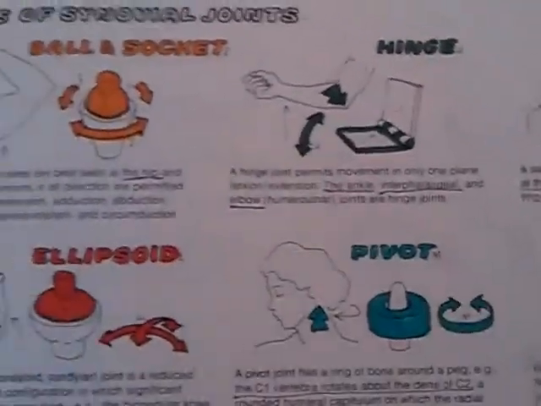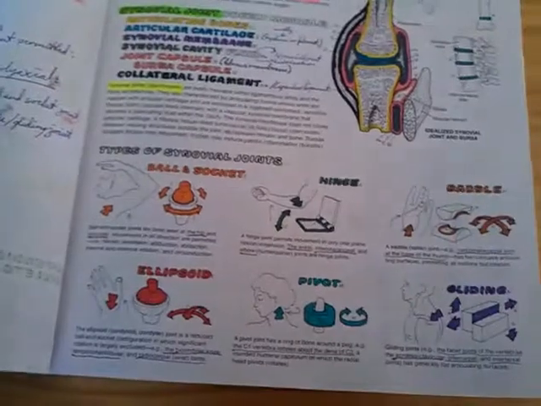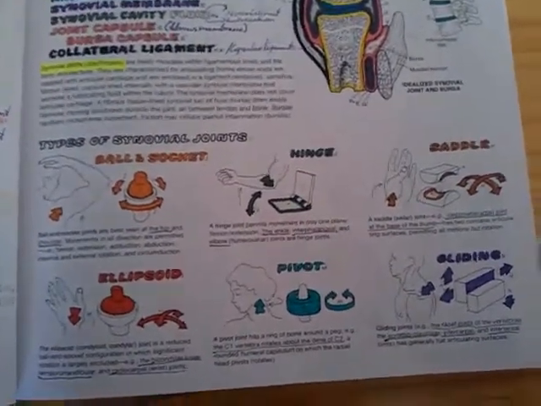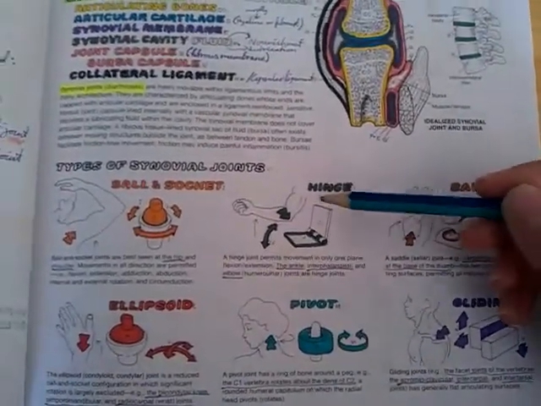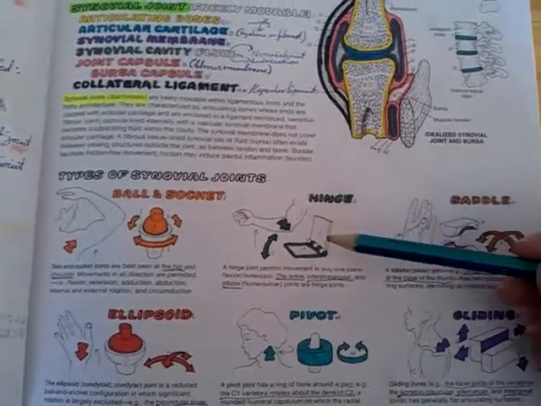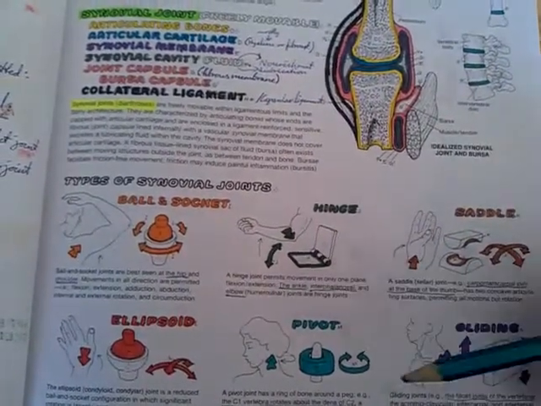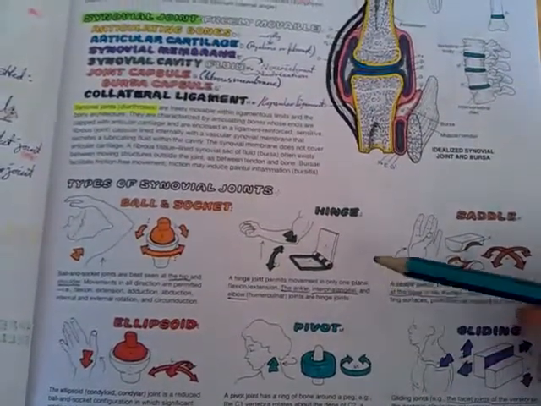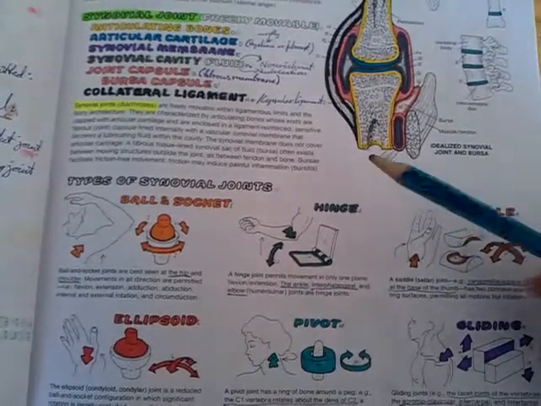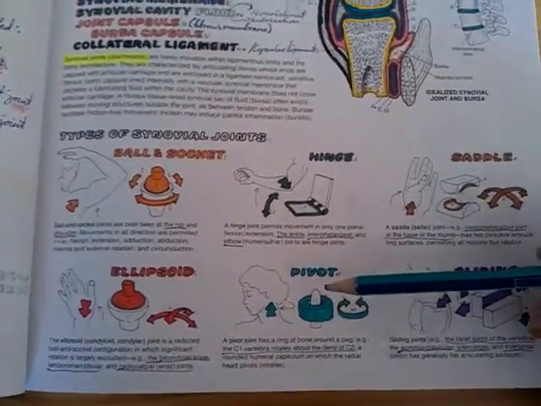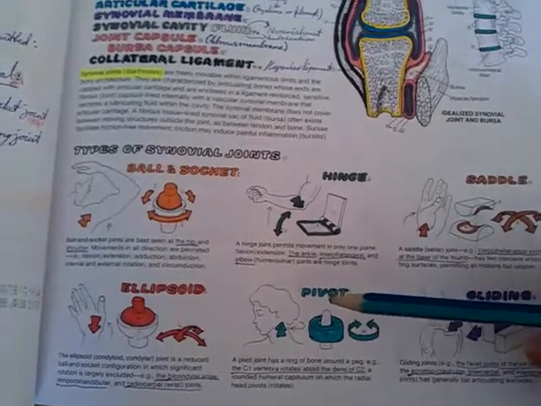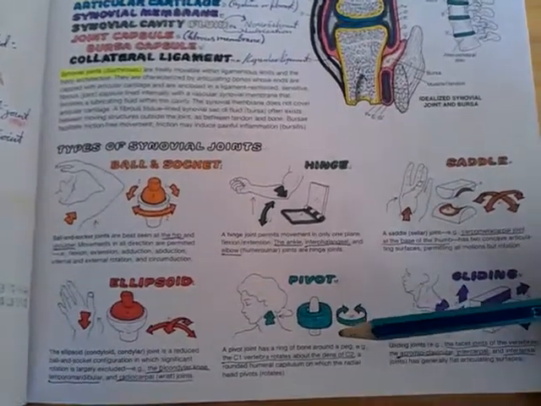For uniaxial joints, you have a hinge joint, where you could get flexion and extension, and a pivot joint, where you could get rotation, supination and pronation.